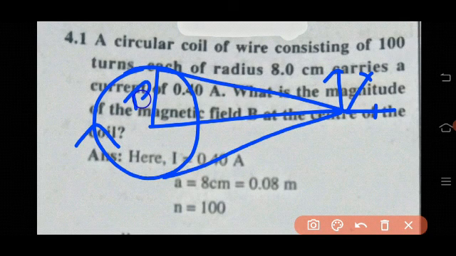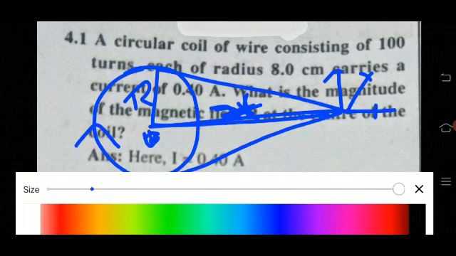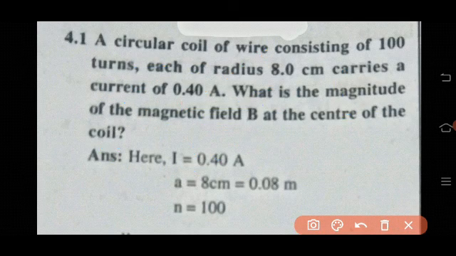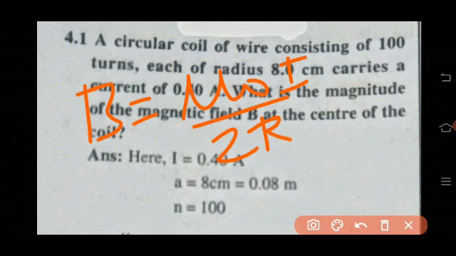So if this is the radius R, at the center O we want to find the field. In the textbook derivation this distance is given as X. We want to find the magnetic field at the center of the coil. The equation is B equal to mu naught I by 2R, so this equation we have to use.